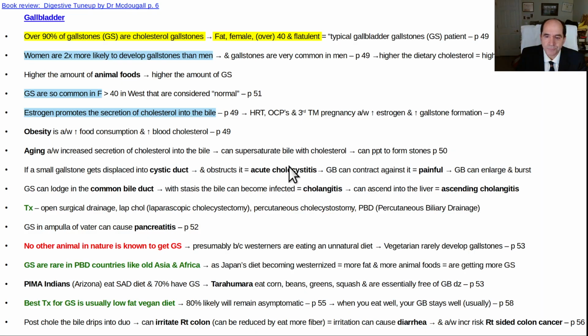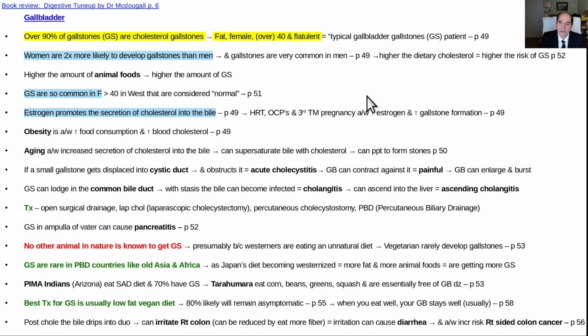Okay, so over 90% of gallstones are cholesterol gallstones. The stereotypical patient is a fat female, 40 and flatulent, over 40. Women get more gallstones than men because the estrogen causes more cholesterol to be secreted into the bile, but they're really common in men. Again, I see them all day long, every day, in men and women.